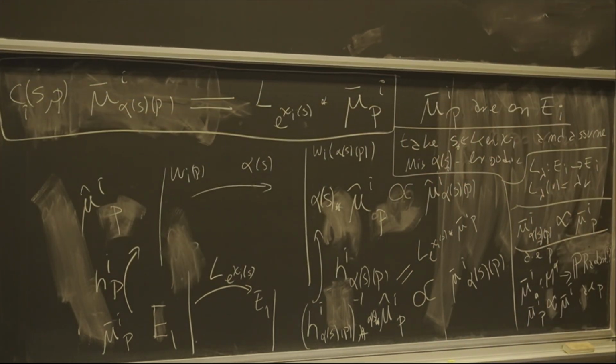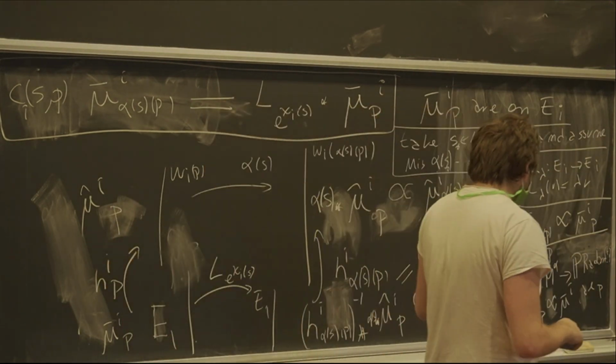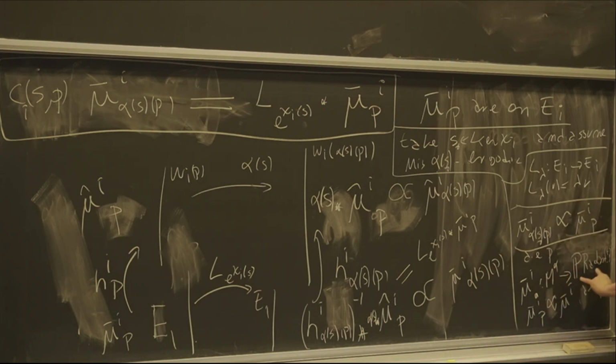So yeah, let me erase the next blackboard and let me finish the proof under this assumption of alpha of S naught being ergodic. Okay, and remember what we are proving? We are going to prove that this mu bar I is Lebesgue. That's what we are going to prove.